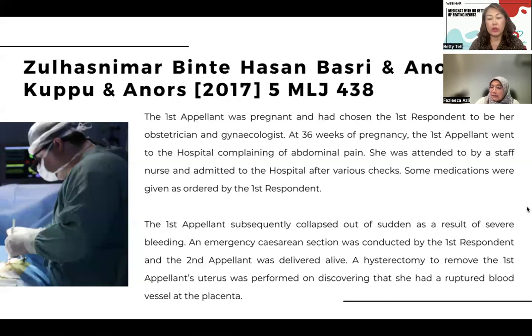I like to think that the ruptured blood vessel is an artery and not the vein. That's why she collapsed. Yes, correct, I mentioned a vein, but I think it's an artery. A vein will ooze, and a vein is not that important. So it must have been an artery. So eventually, Dr. Kuppu was not found guilty of any negligence.